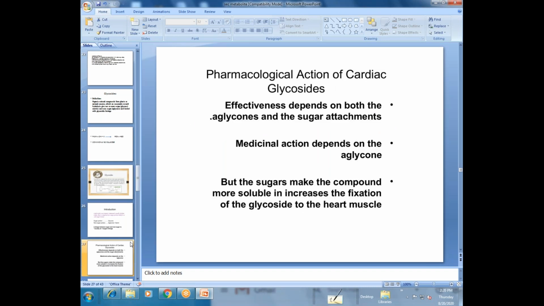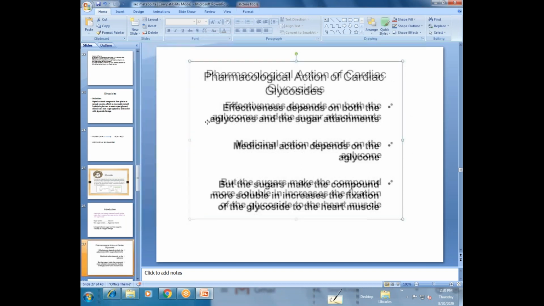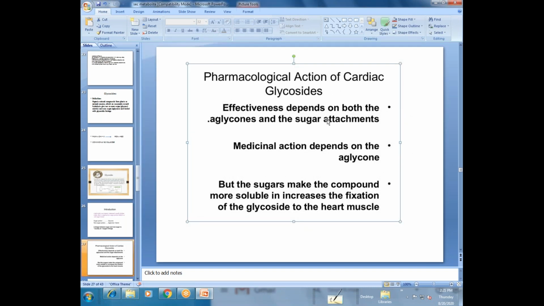So the pharmacological activity of not only the cardiac glycosides, but glycosides in general, depends upon the aglycon and the sugar attachments. You can't say it is only because of the aglycon; it is based on the sugar also. Medicinal action or pharmacological activity depends majorly on the aglycon, whereas the sugar moiety contributes to pharmacokinetic activity, where it enhances the solubility and carries the aglycon part to the site of action.